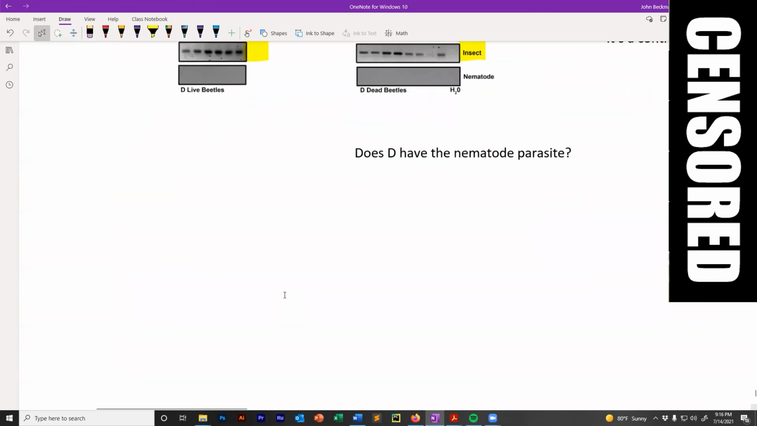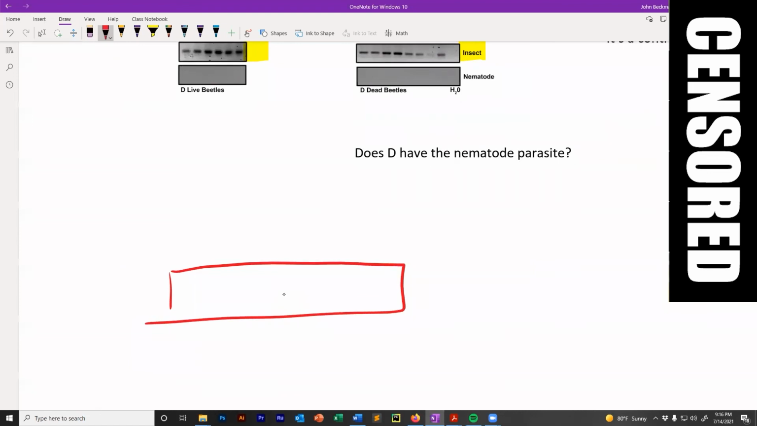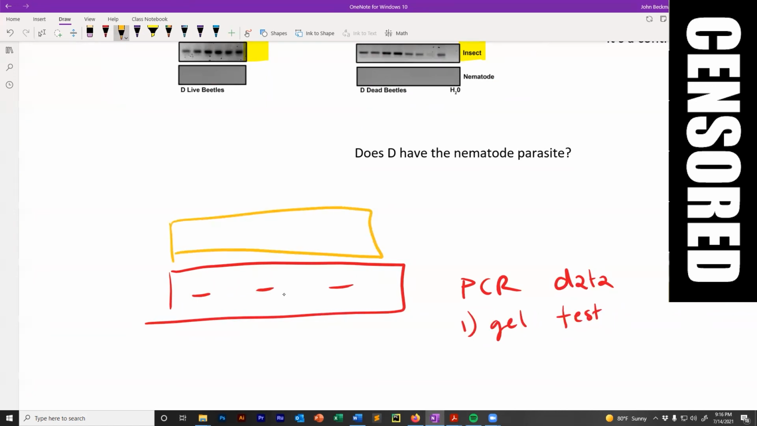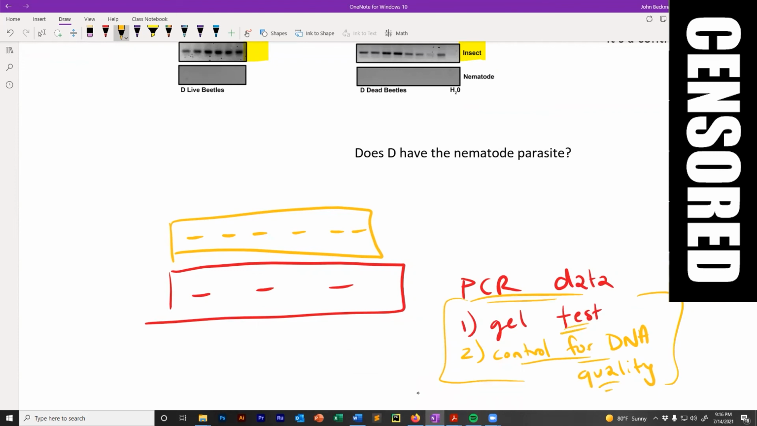Bad data. Okay, so this is very, very common. You will see this when you see PCR. When you see PCR data, okay, you will always see one gel, which is the test, and the test might look something like this. And you will always see a control for DNA quality, which should look like this. Okay, so PCR data, you always need two experiments. You need a control for DNA quality, and then you need the actual test. Okay, very important.